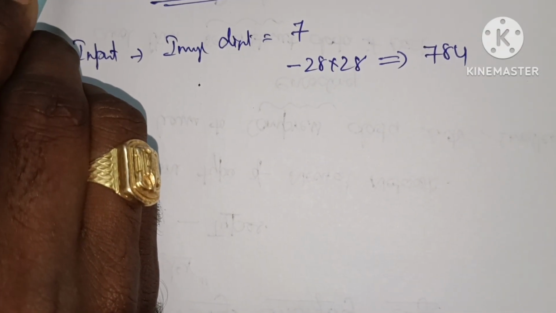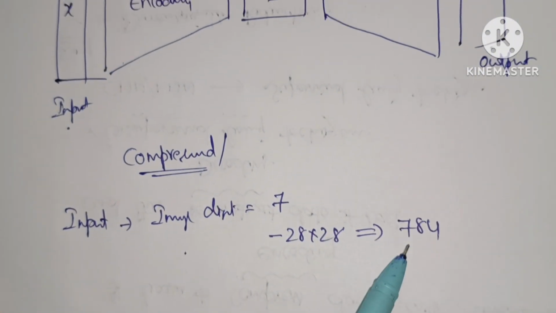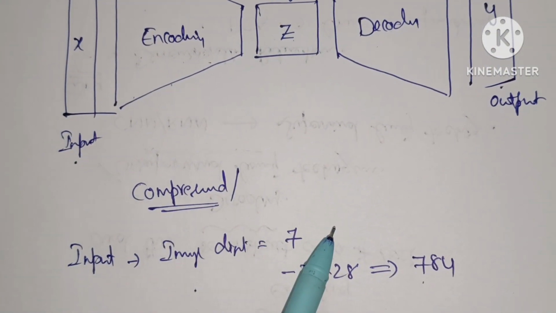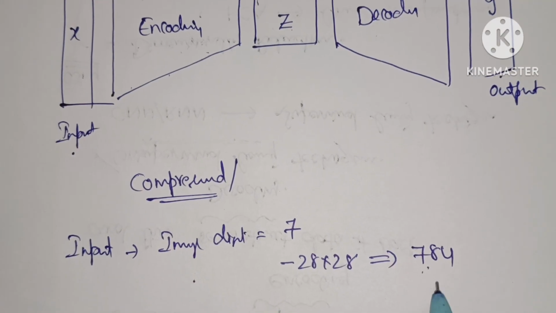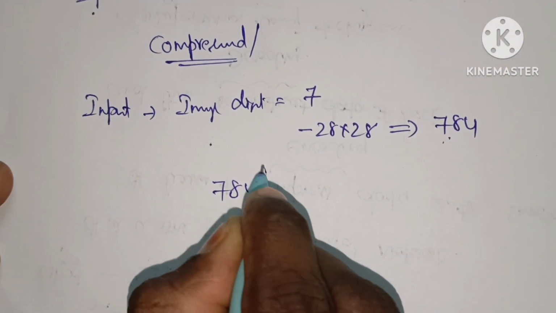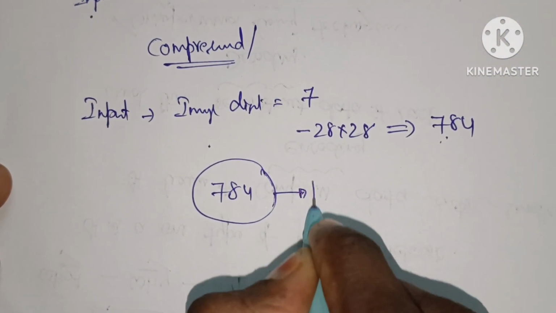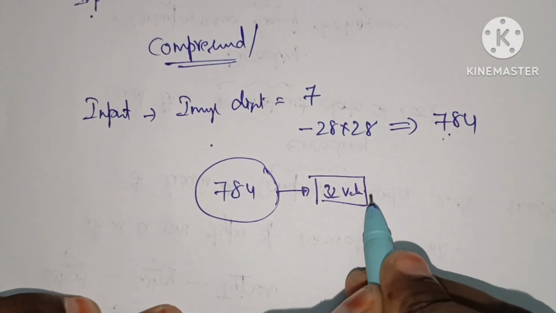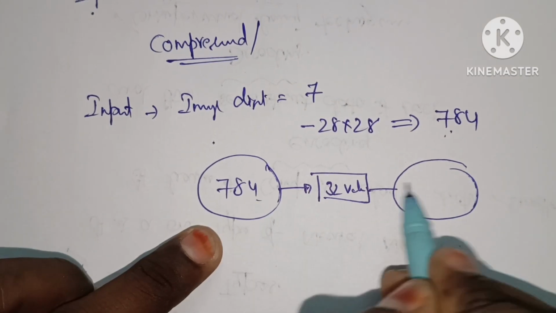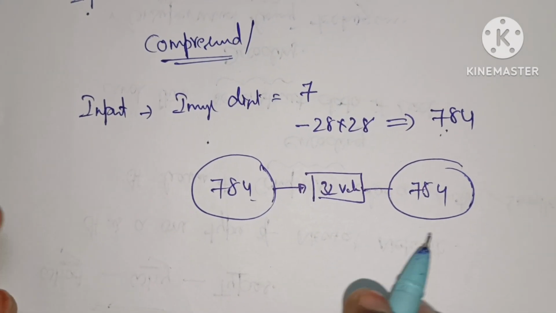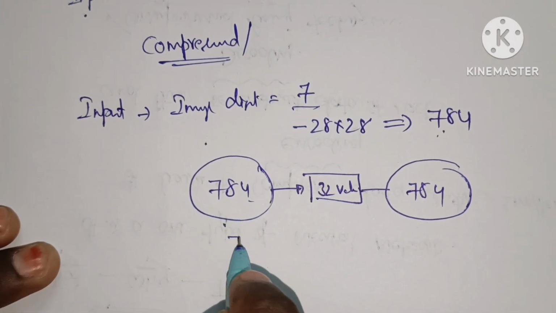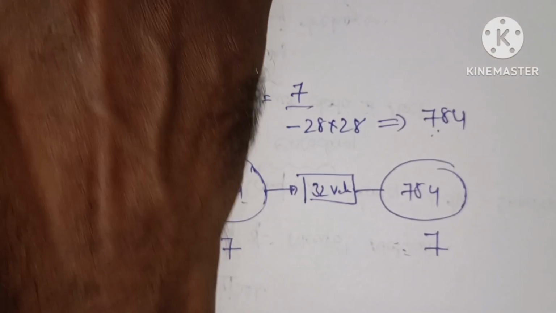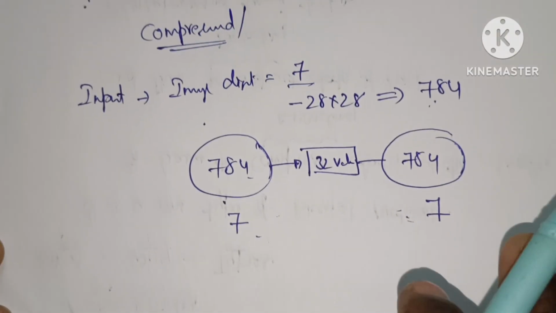Given the image, we go for encoding 784, then compressing. What will happen? The 784 is reduced in encoding. It can be reduced to 32 values. Then these 32 values are decoded back into 784. Then what is the input image? 7. Here also the output image displayed is 7. That is the autoencoder process. Is it clear?